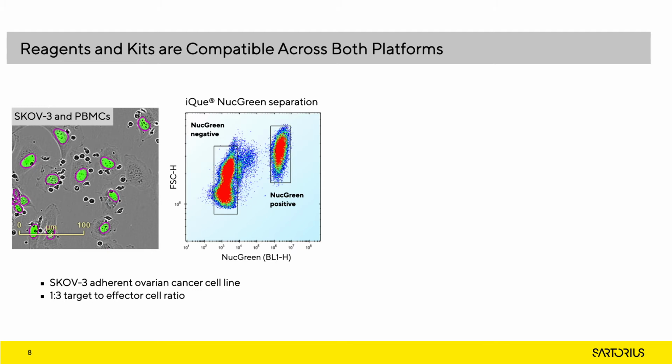The quantification on the iQue system is performed with Foresight, as shown in the dot plot here to the right. The NucLight Green signal is used to separate out the target cells and the unlabelled immune cells, so again, like the Incucyte analysis, a count can be performed.